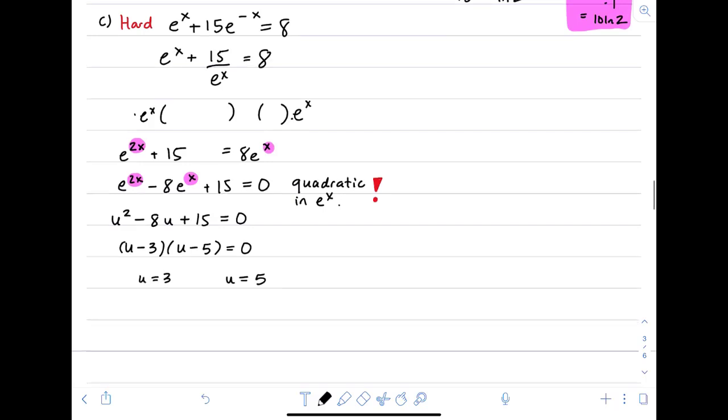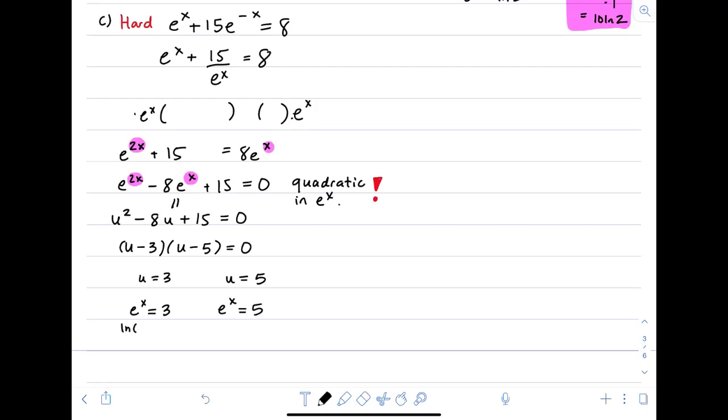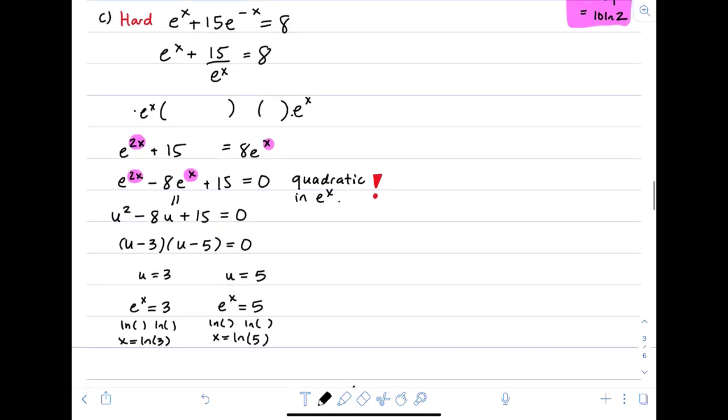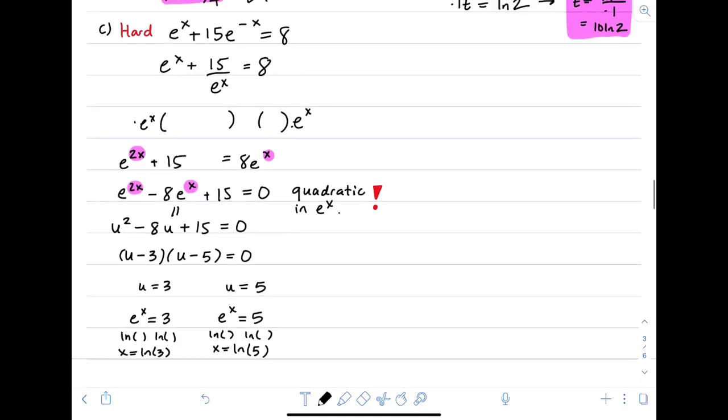And remember what u was standing in for. u was standing in for e to the x. So my solutions would be, taking the ln of both sides, I now have easier equations that I can do this on. x would be ln 3 and x would be ln 5. So those are my two solutions to the equation.